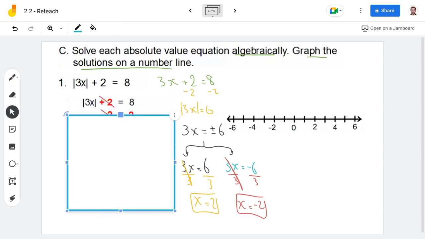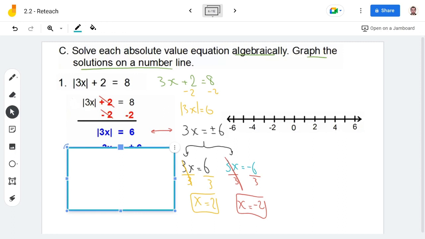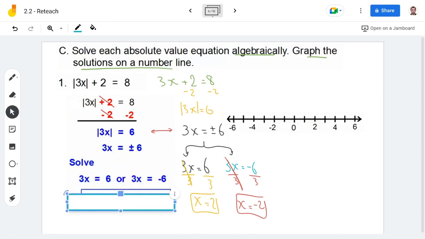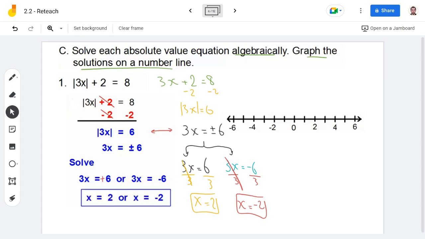So let's check the answer is correct. So minus 2 from both sides, then we reach here. As you look at both, we reach the same step. Then after this, we need to split this one to become 3x equals plus or minus 6. So we need to take each one alone. The first one is with a plus and the second one with the negative. Now just solve them normally, then you will get the answer, which is negative 2 and 2.